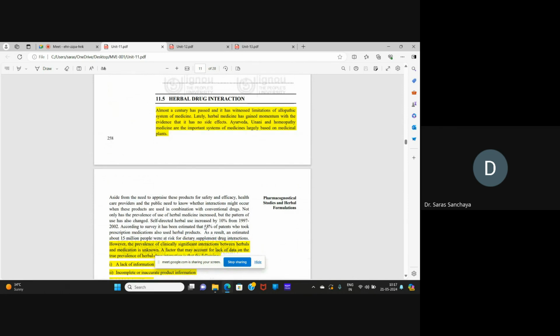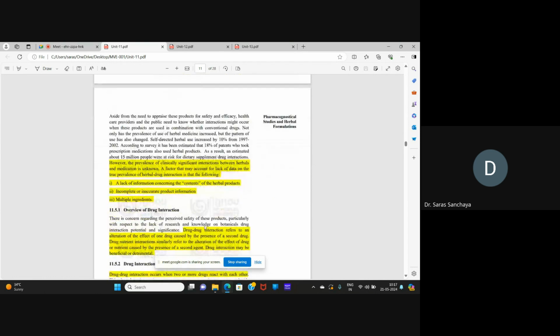Almost a century has passed and it has witnessed the limitations of the allopathic system of medicine. Lately, herbal medicine has gained momentum with the belief that it has no side effects. Ayurveda, Unani, and homeopathy are important systems of medicine largely based on medicinal plants. However, the prevalence of clinically significant interactions between herbals and medication is unknown.